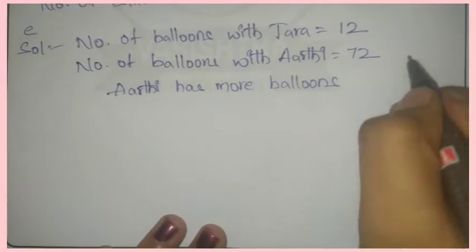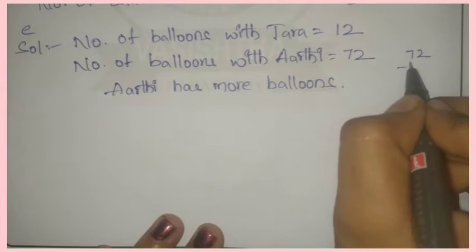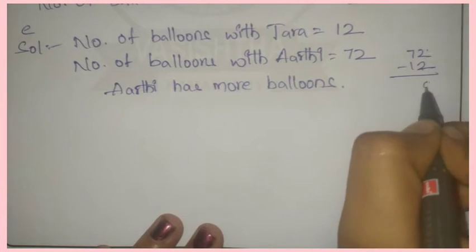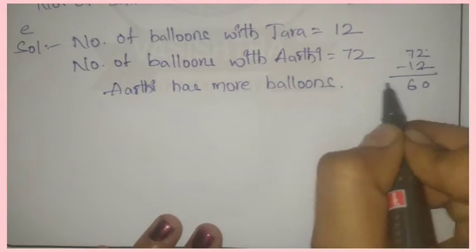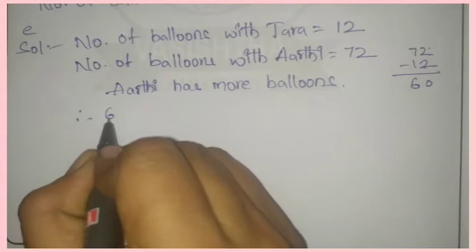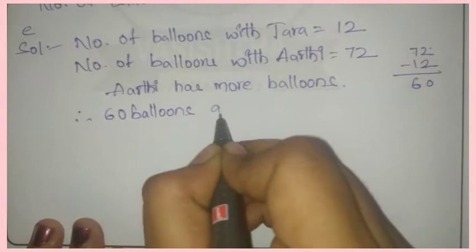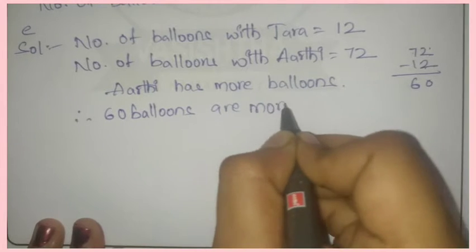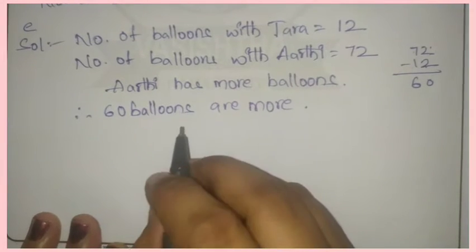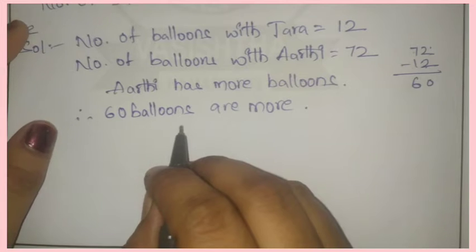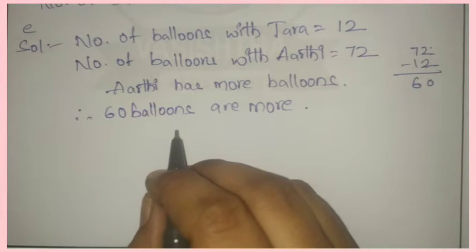How many more given? So we have to subtract these two. 2 minus 2 is 0. 7 minus 1 is 6. Therefore, 60 balloons are more. This is E answer.